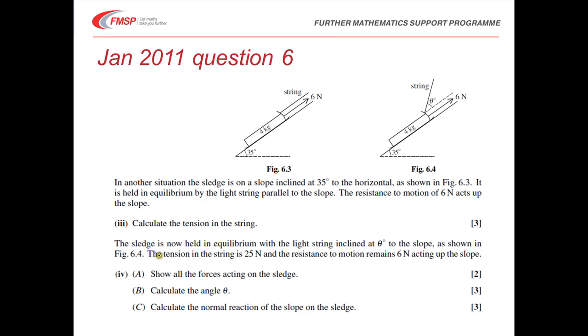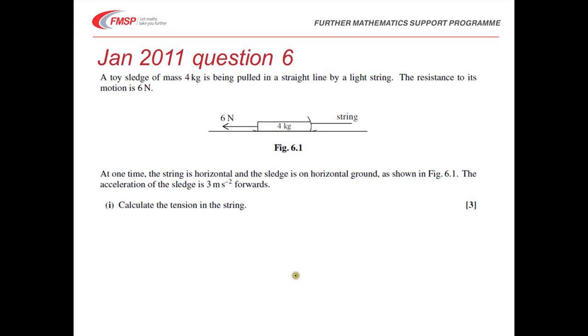And then finally, we have a sledge held in equilibrium with the string inclined at theta to the inclined plane. We're told that the tension is 25 newtons and the resistance to motion is again still 6 newtons. And we have to do 3 things. Show all the forces clearly on a diagram, work out the angle that would keep the sledge in equilibrium, and also work out the normal reaction. 2 marks, 3 marks, and 3 marks for those. So it's quite a long question. Let's get started with part 1.